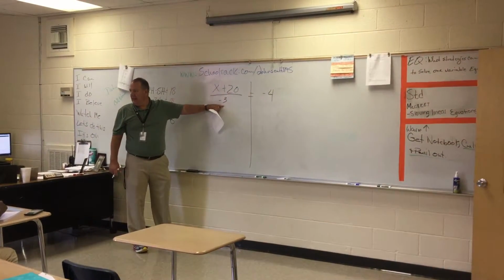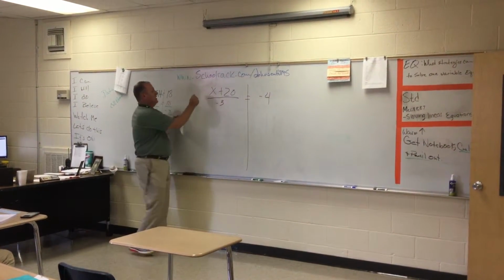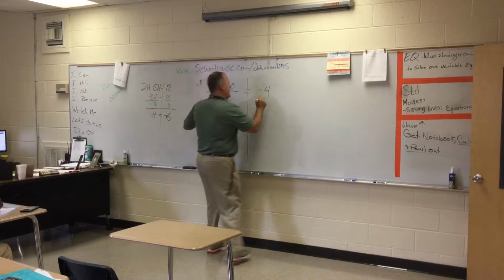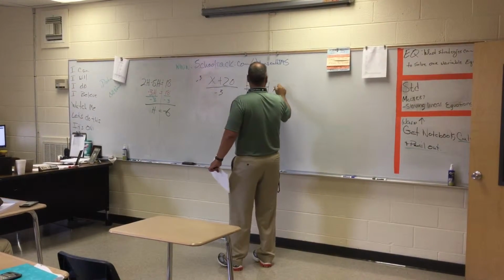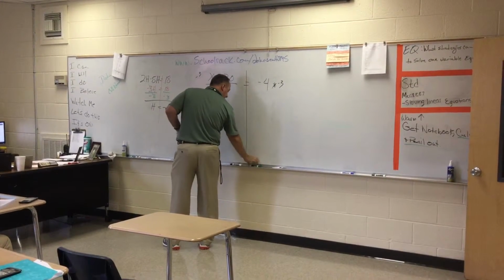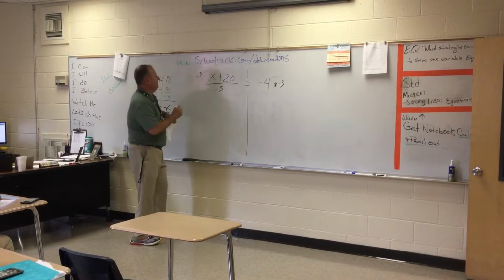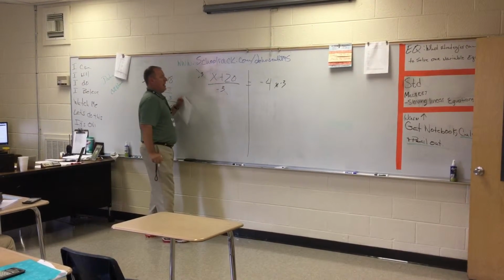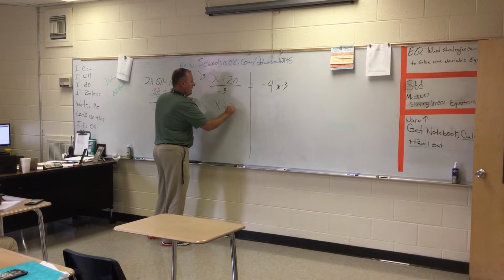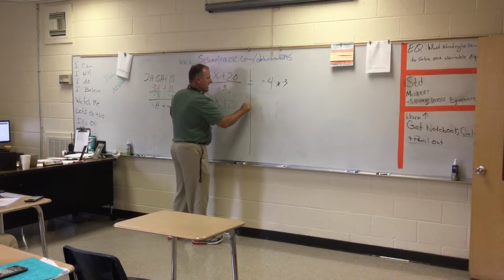AJ? Multiplication. So let's multiply each side, because what I do over here, I got to do over here, times negative 3. Each side times negative 3. Okay? When I do that, this cancels out. That leaves me x plus 20. Carry my equal sign down.